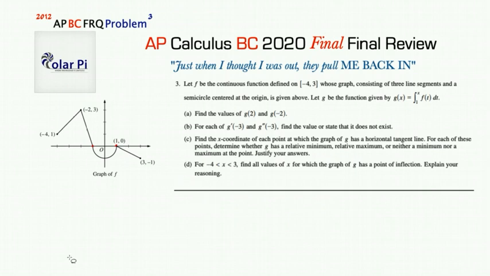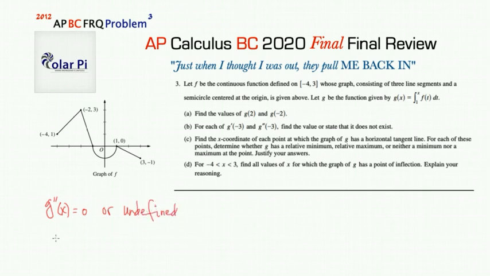Okay, so next we look between -4 and 3, and we have to find all values of x for which the graph of g has points of inflection and give your reasoning. So points of inflection. First, we need to come up with the candidates for points of inflection. Candidates are where g double prime is equal to 0, or, don't forget, undefined.